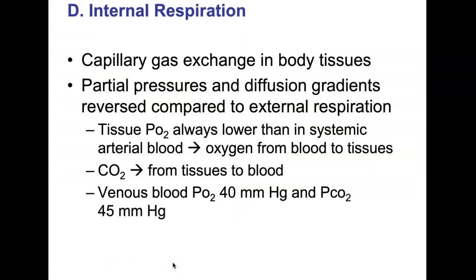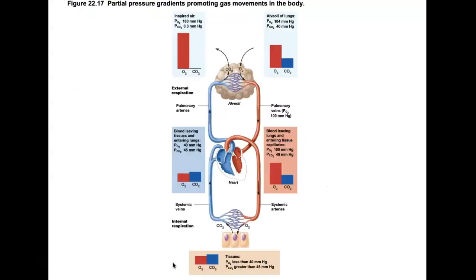Now that we've taken a look at the factors that influence external respiration, let's move over to internal respiration, which involves capillary gas exchange in body tissues. During internal respiration, the partial pressures and diffusion gradients are reversed from the situation that we just described in this image, where we were focusing on external respiration. Now let's take a look at internal respiration.